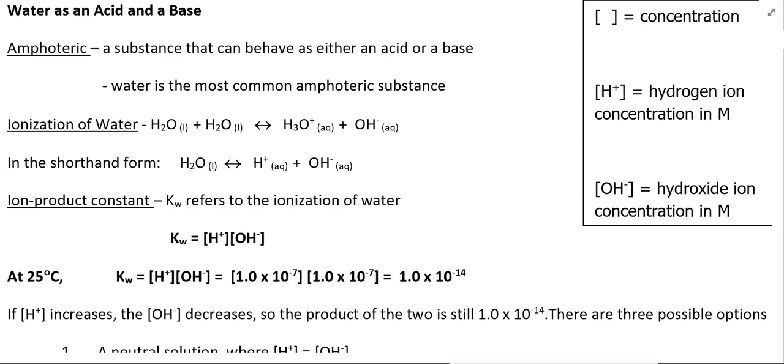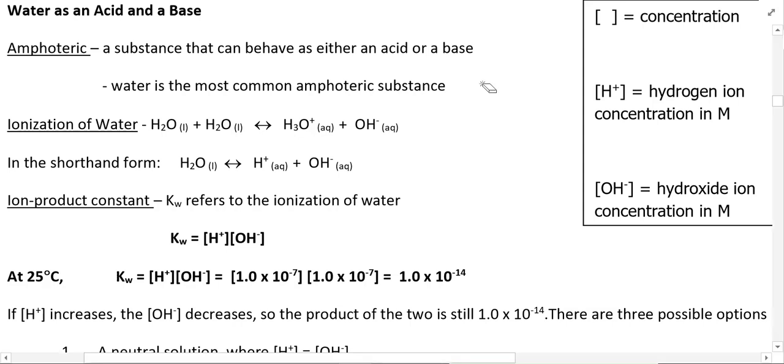Water as an acid or a base. So it has the special ability to be something called amphoteric, which means a substance that can behave as either an acid or a base. So water is the most common amphoteric substance, but some substances with multiple hydrogens have the ability to act as either an acid or a base.